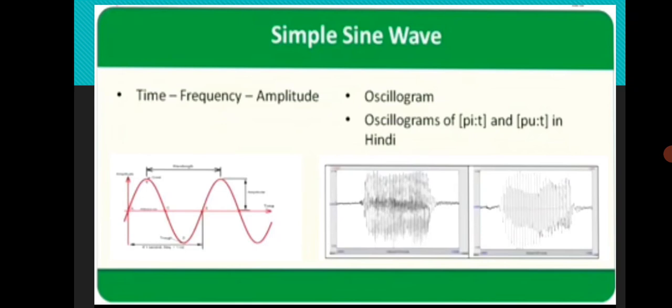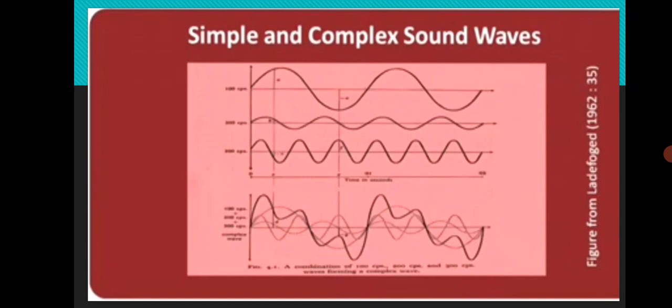This is the simple sine wave diagram showing time, frequency, and amplitude. This is the oscillogram where the Hindi words peeth and pooth are spoken, and the stress on peeth is louder. That is shown in blackish color, while pooth is spoken in a simple way and its intensity is shown very lightly. This is the diagram of sine and complex sound waves. Above is the simple sound wave, and the second one is the complex sound wave diagram.